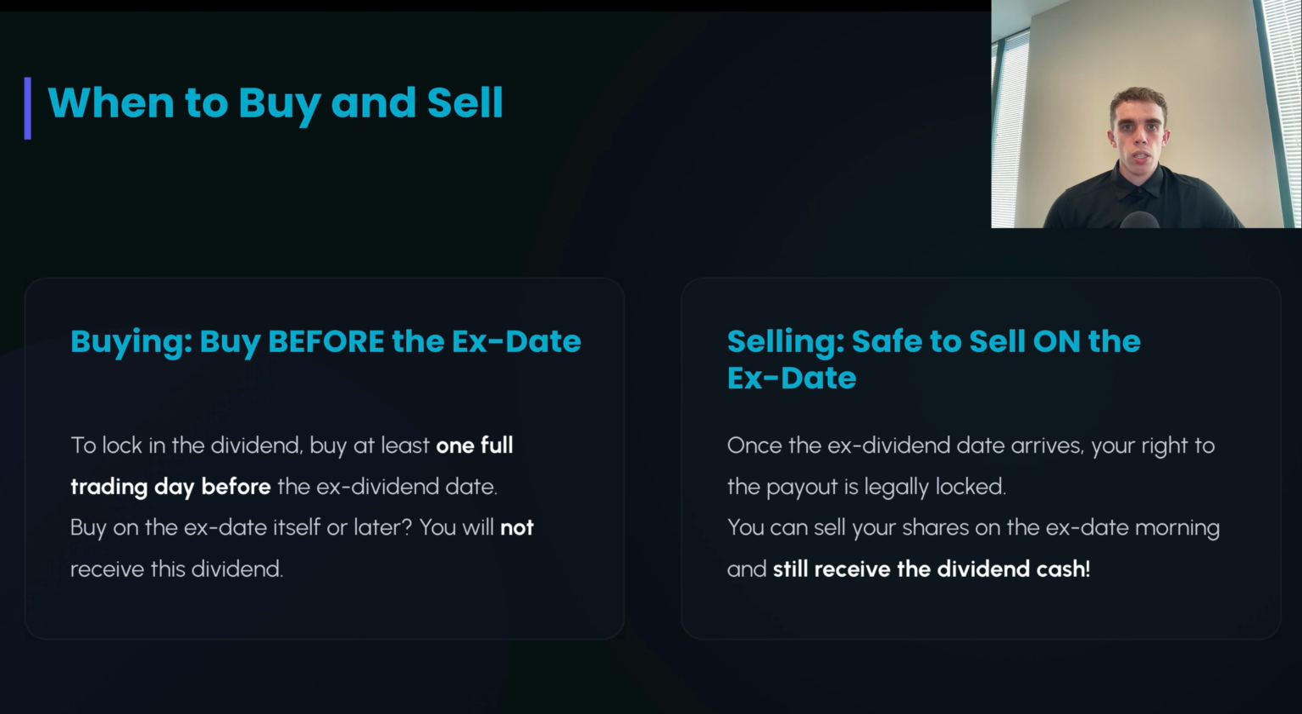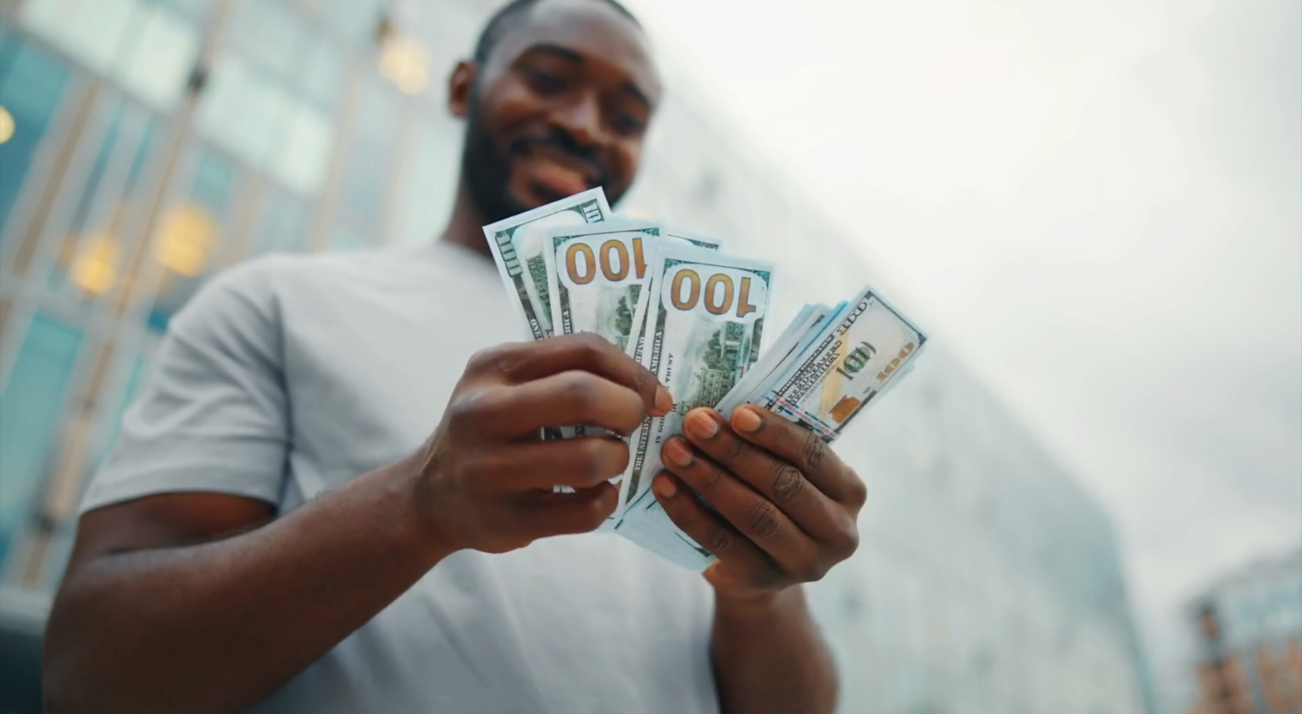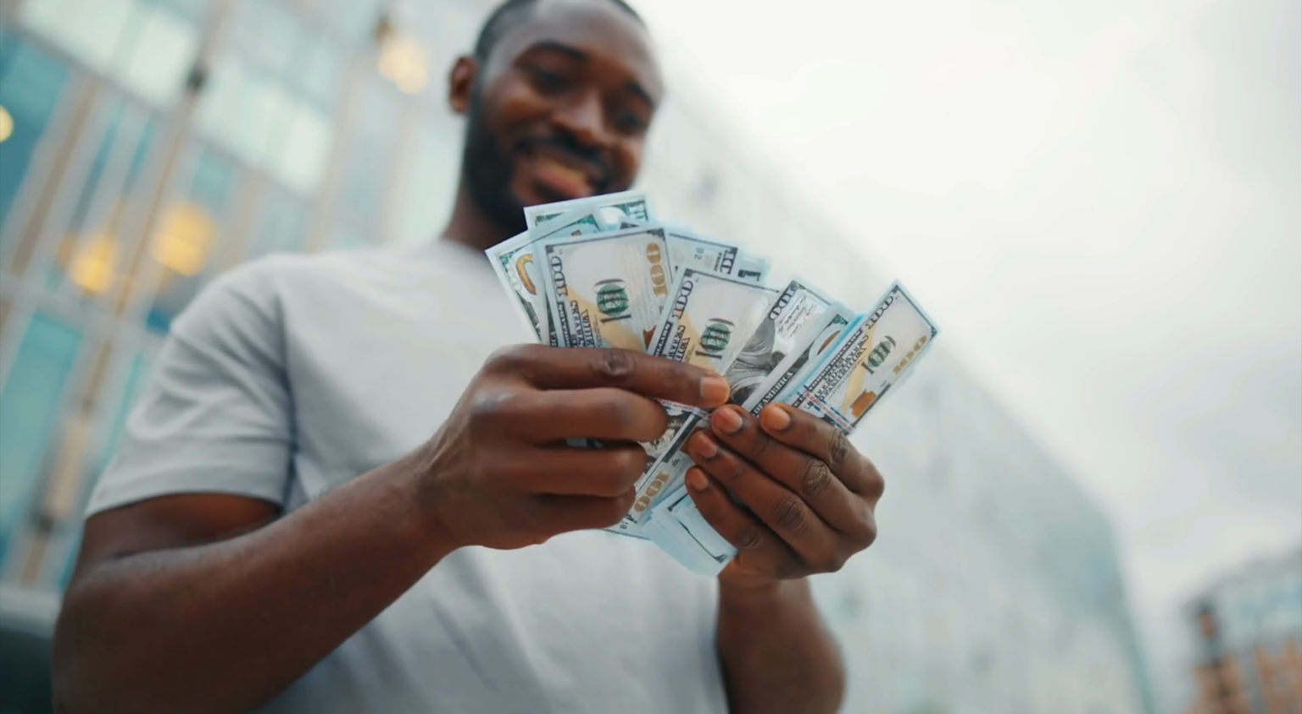Now, one important sort of nuance about this ex-dividend date, once again, if you buy before the ex-dividend date, you will receive the dividend from the company. But even if you sell in between the ex-dividend date and the actual payment date, you will be the one receiving the dividend and not the person that purchased the stock from you.